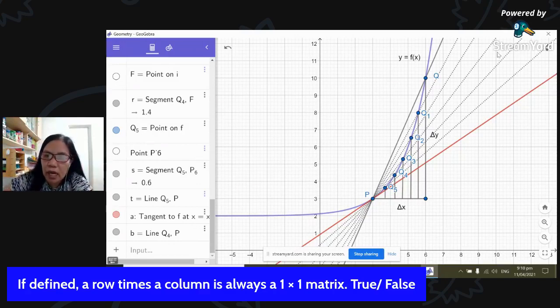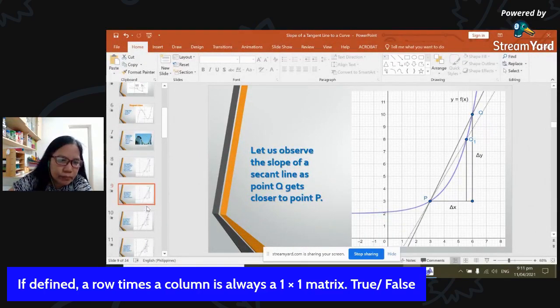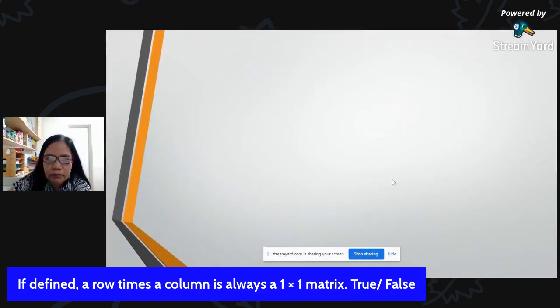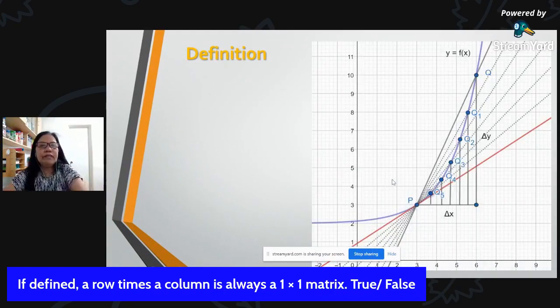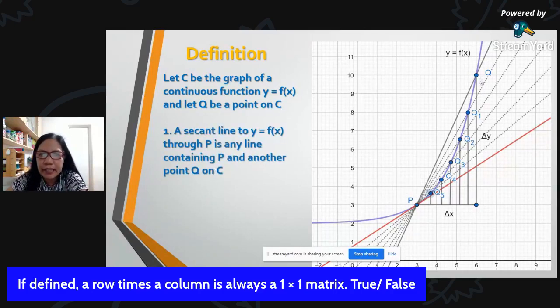So let us now define the secant line and tangent line to a curve. Okay, so let's have the definition. Let's see it with the graph. This is the graph, the curve of a continuous function, and let Q be a point on curve C. Then a secant line to the graph through point P is any line containing P and another point Q on C. So these are the secant lines.